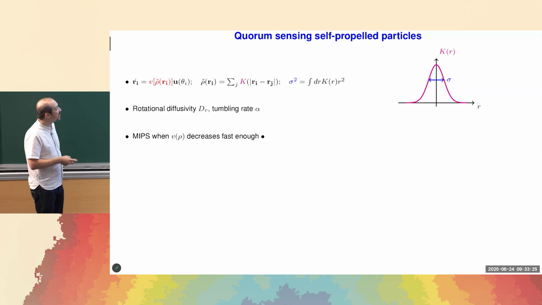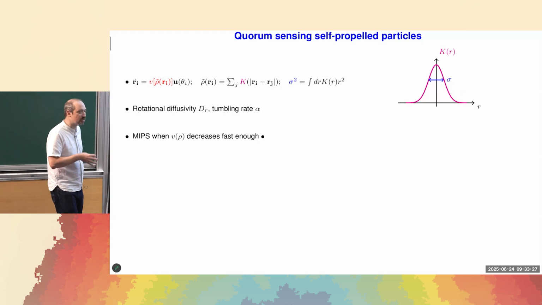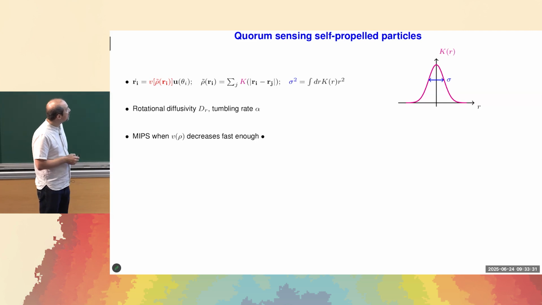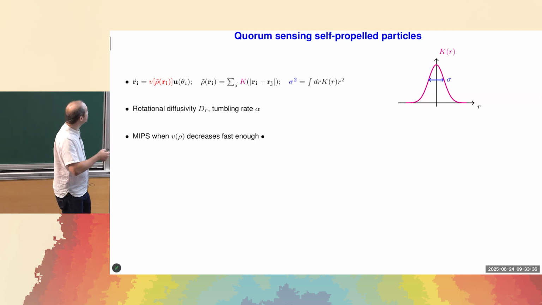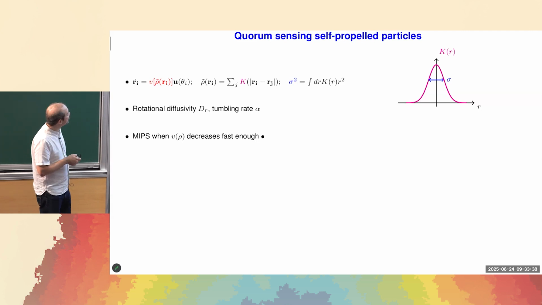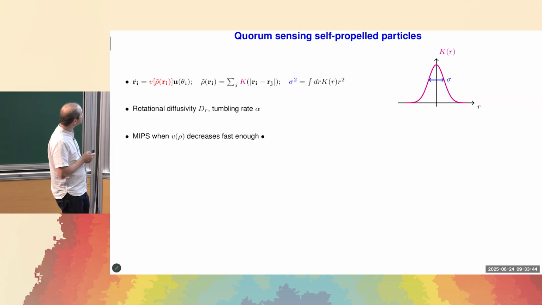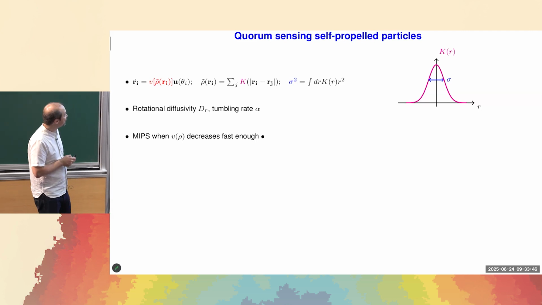Now we know how to do that for particles interacting with pairwise forces, thanks in part to the work of Ahmad Omar and his group. But it's a longer computation, so I'll go for the simpler system, which I will reuse in a second, which is a system inspired by what happens in bacteria, which we call quorum sensing self-propelled particles.